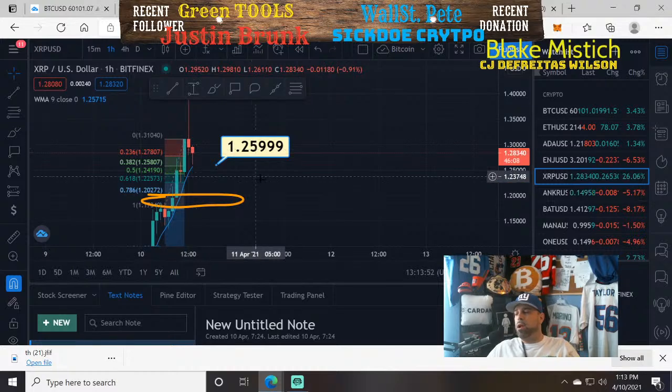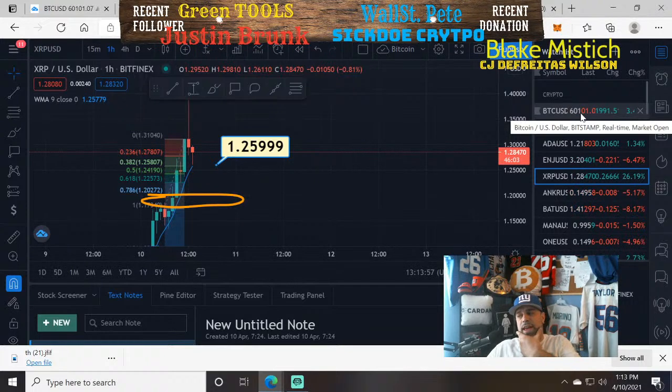You got to pay attention to the market. You got to pay attention to the relative strength index. Pay attention to what Bitcoin's doing, right? Daddy's moving from 58 to 60,000.